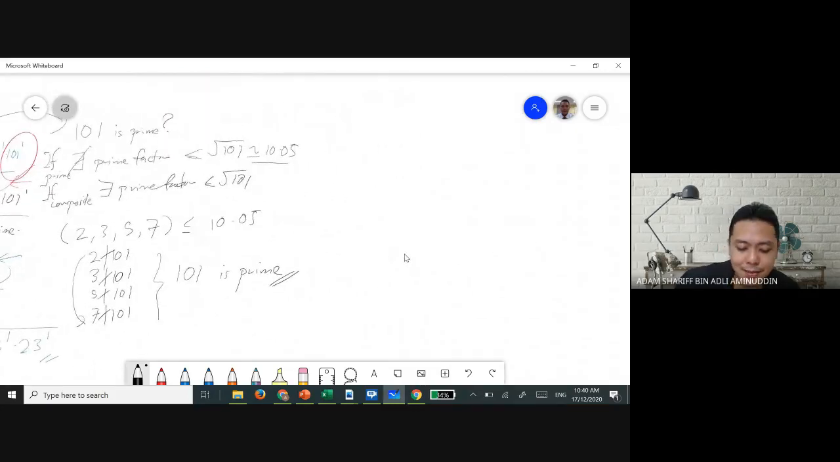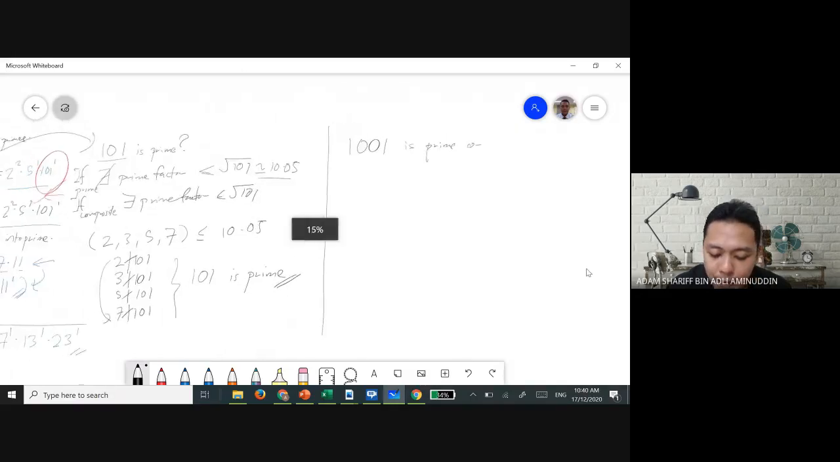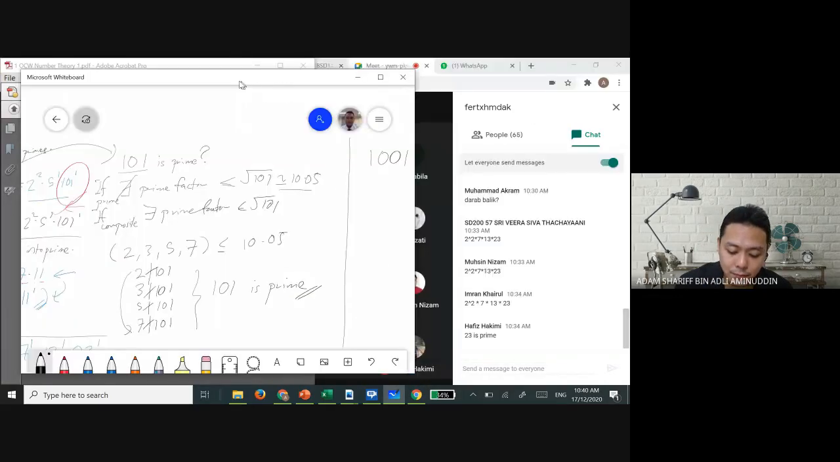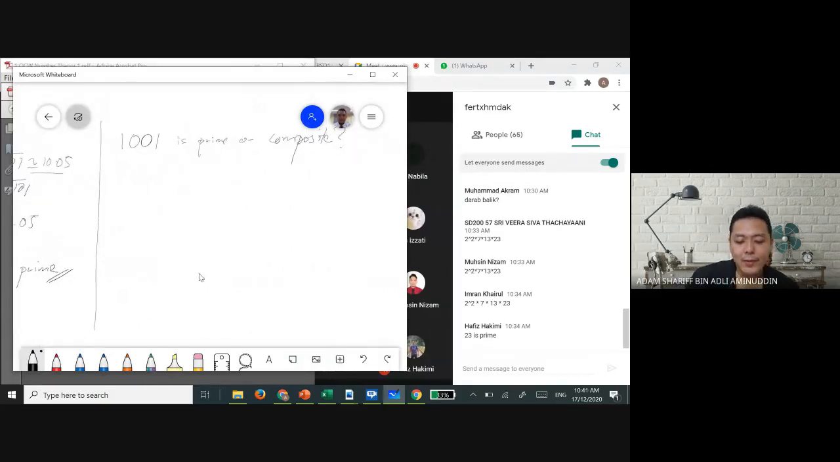Okay, saya cuba besarkan sikit. Ni saya saja nak tunjuk kalau in case student forget about the primality test. 1001, is it prime? Ada yang nak cuba? Kali ini Hafiz dapat tak jawab? Adakah 1001 adalah prime atau composite?